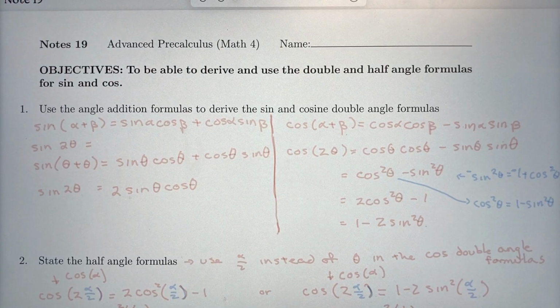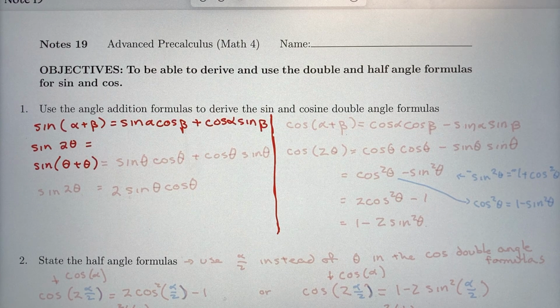Okay, double and half angle formulas. Sine of the original addition formula turns into, I'll just leave a little space for the cosine one. How do you get 2 theta? Oh, that would be theta plus theta. So we just shove in theta for both alpha and beta.